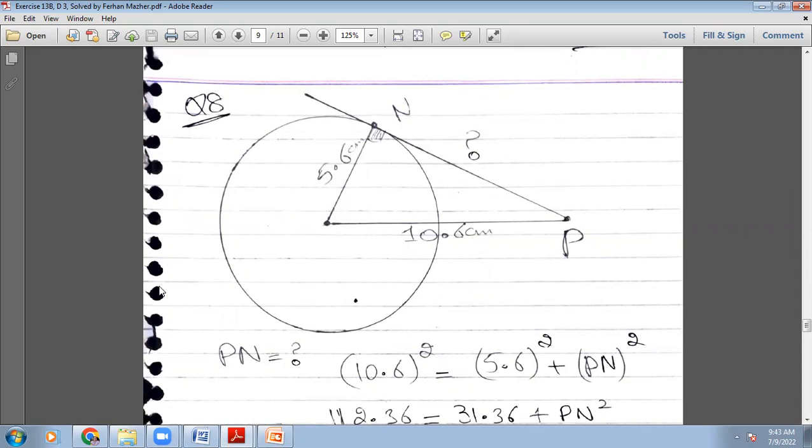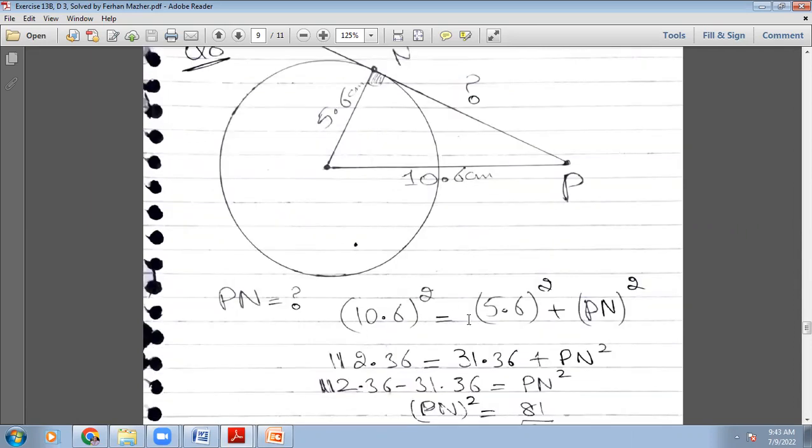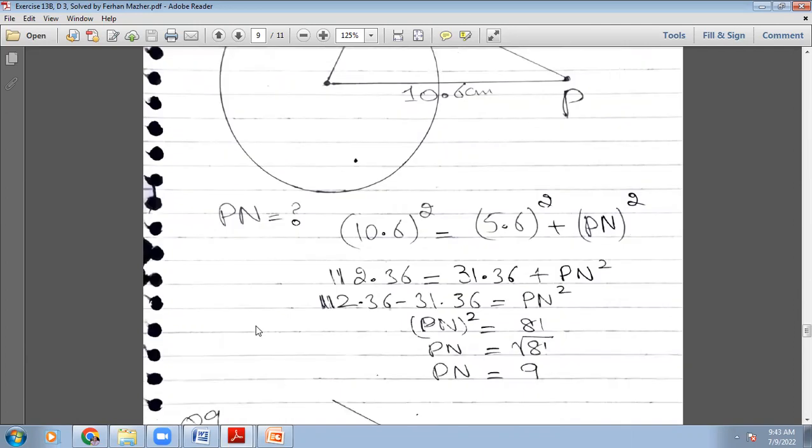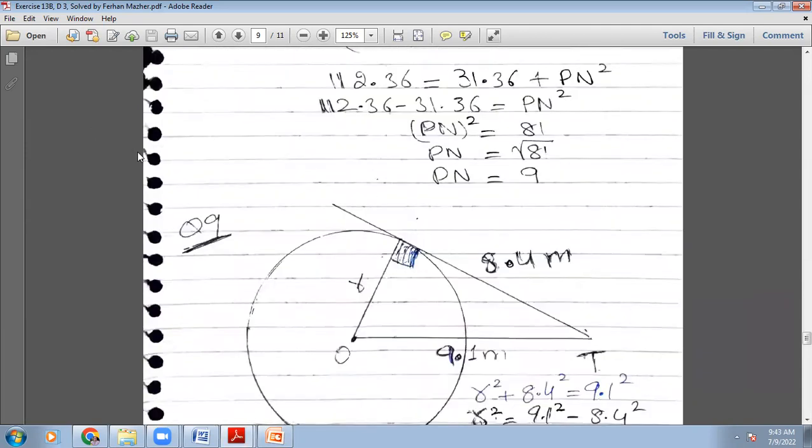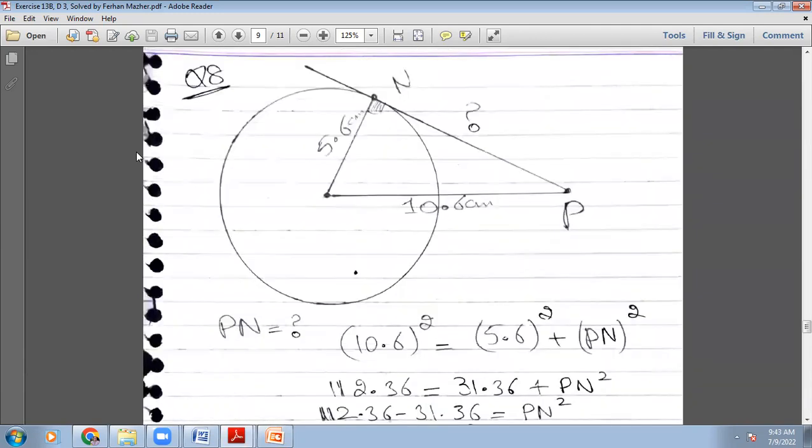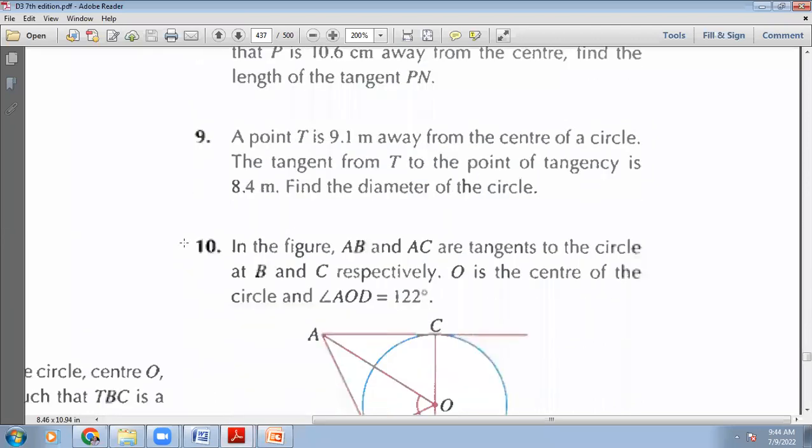We can apply the Pythagoras theorem. So it will be 10.6 squared equals 5.6 squared plus PN squared. So that will be 112.36 equals 31.36 plus PN squared. So 112.36 minus 31.36 equals PN squared. So PN squared will be equal to 81. PN will be equal to the square root of 81, and PN will be equal to 9. So the length of that tangent is 9. I hope you understand how this question number 8 is done. Okay, so we are going to the next question.